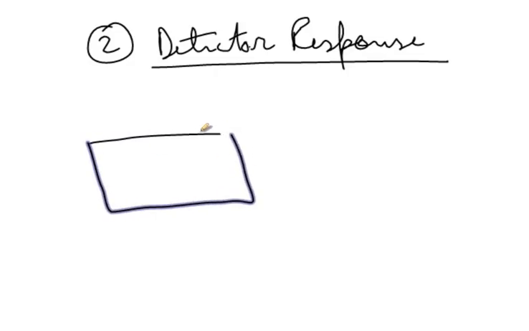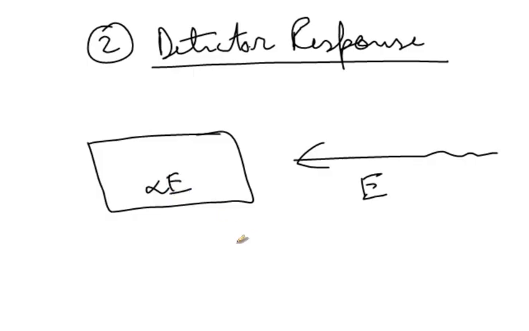So this is your detector, some radiation with energy E, and it has deposited αE. Now what happens if α is equal to 1, is what I am asking. Then this means that in this case the total energy has been absorbed. So the signal that I will be getting will give me a measure of the energy of the radiation. Okay.